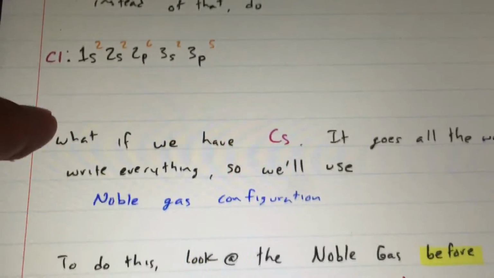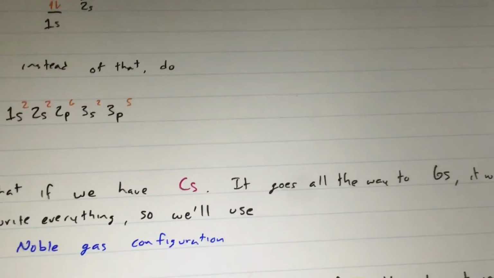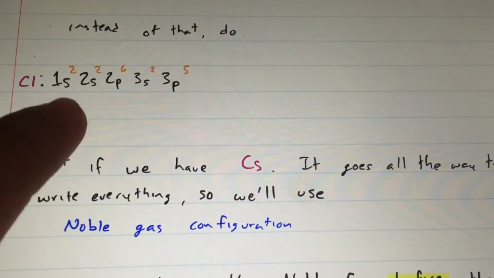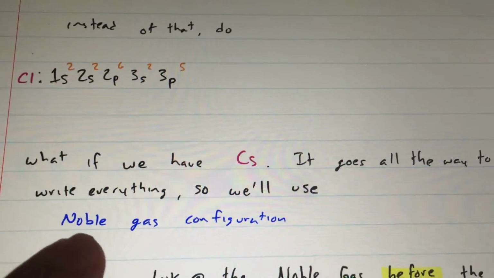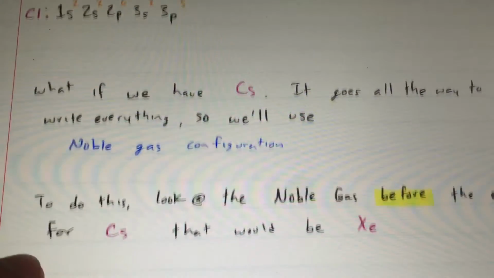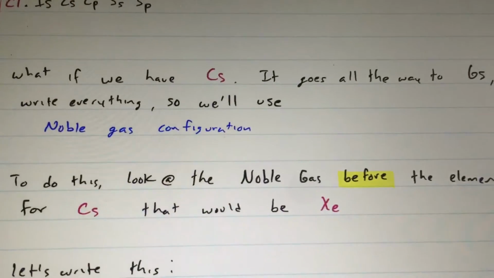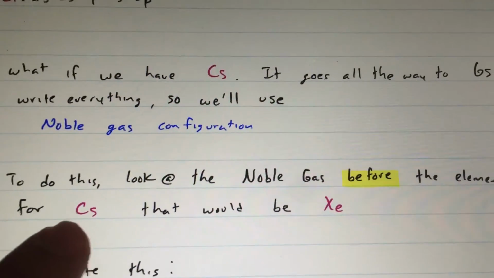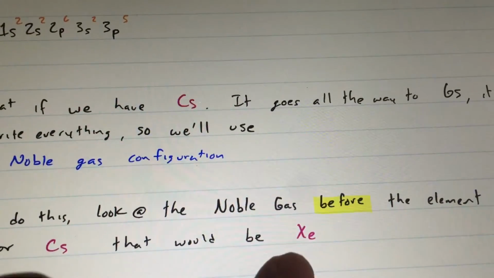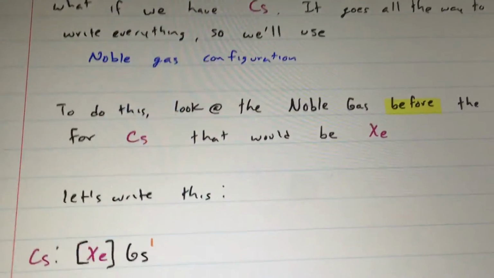But what if we have an element, say cesium? Cesium goes all the way up to the 6s orbital, so it will take a while to get there. So instead of using the configuration we used up here for nitrogen and chlorine, we are going to use the noble gas configuration, and this is a lot faster. So to do this, you have to look at the noble gas before the element in question, and because we're talking about cesium, the noble gas right before cesium, if you look at your periodic table, it's xenon. Xenon.